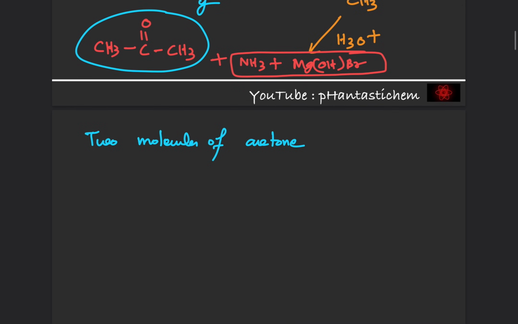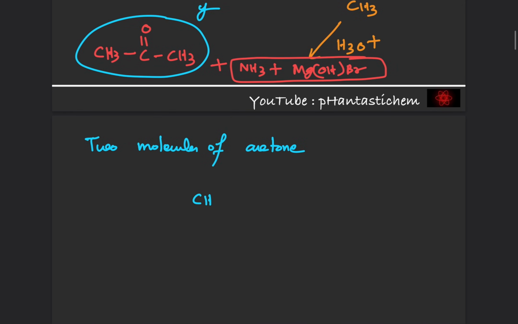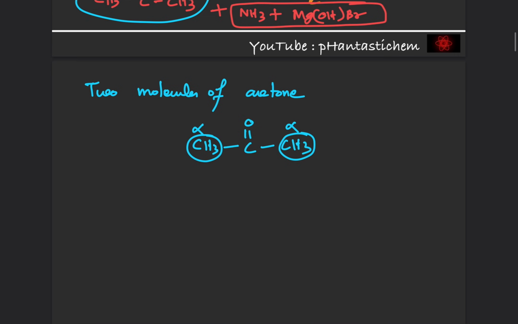And acetone is a ketone with alpha hydrogen. So you can see CH3C(=O)CH3. These are my alpha carbons, and both alpha carbons have alpha hydrogens. So two molecules of acetone, which is a ketone with alpha hydrogen, condense in the presence of a dilute alkali. It is given to us that the dilute alkali is barium hydroxide. So these guys will condense in the presence of a dilute alkali to form aldols, and the reaction is called aldol condensation.